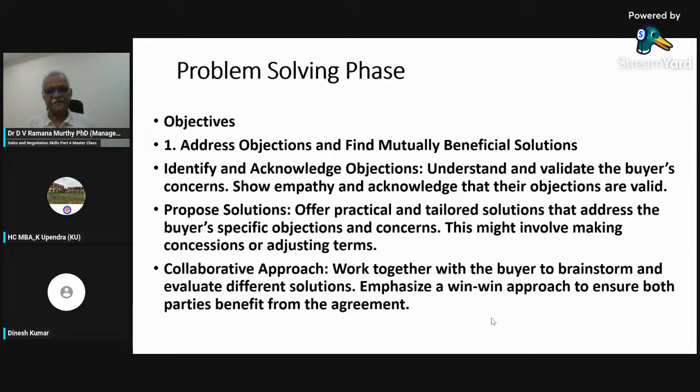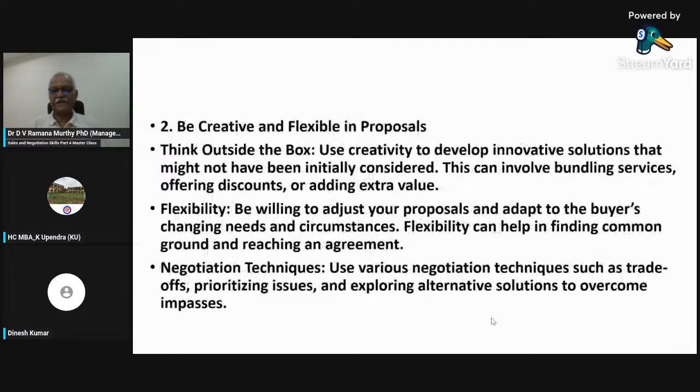Second one is be creative and flexible in proposals. No rigid proposals, please. Think outside the box. Use creativity to develop innovative solutions that might not have been initially considered. Of course, the customer should feel, oh, there is this dimension also in this.